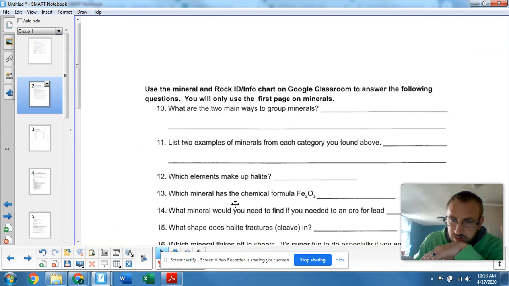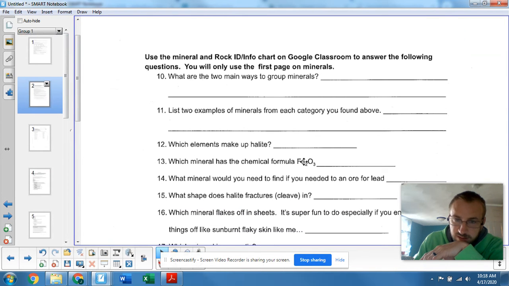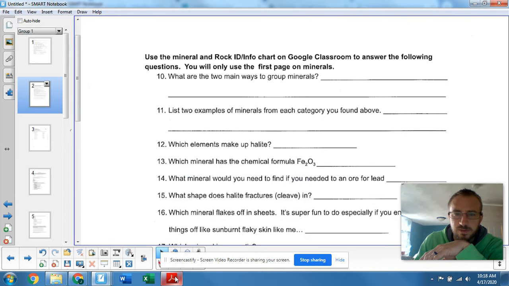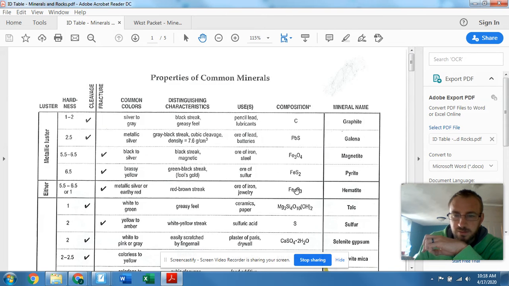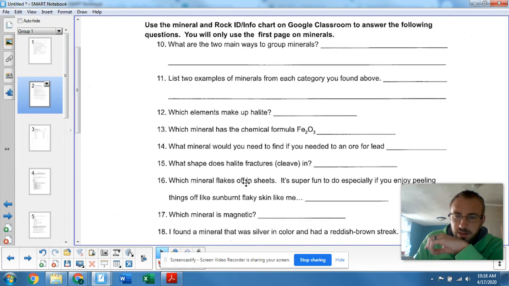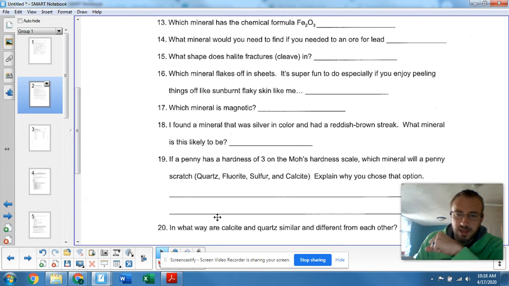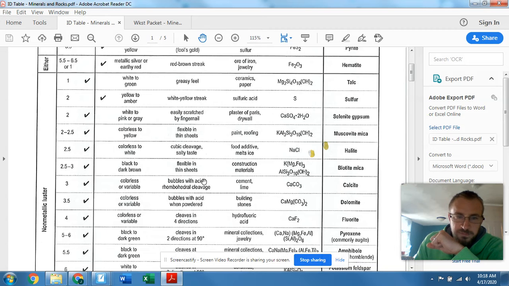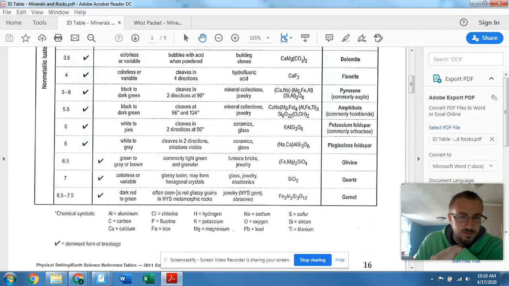Or some of them are going to be more specific, like which mineral has the chemical formula Fe2O3? So you find the one that's Fe2O3, and then you find the mineral name. So the second page uses that mineral ID chart, which is the first page of what is called the ID table, minerals and rocks. It's just getting used to how they organize the information on minerals.